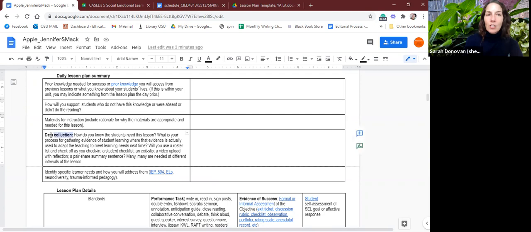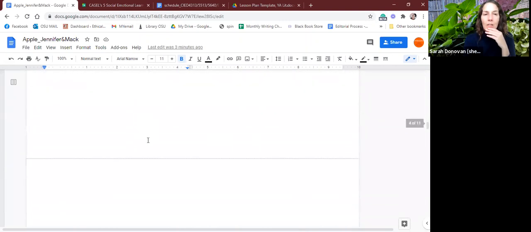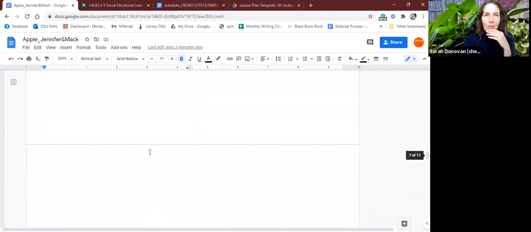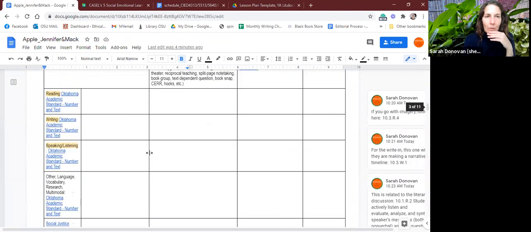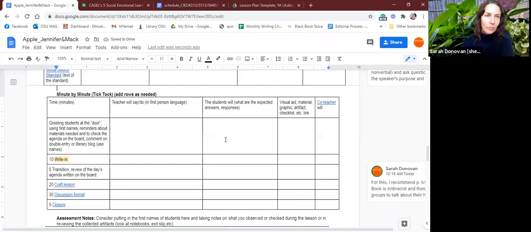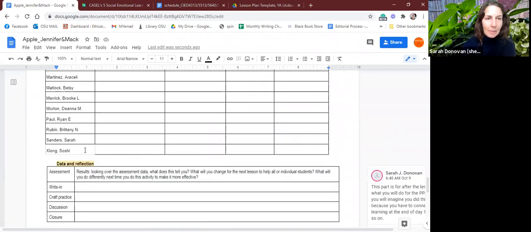So data collection is just really, how are you going to track that everybody's engaged? And so last week we did the spider web. I have at the bottom here notes, a place for, I don't know why there's so much space here. Let me see if I can remove some of it. So I just put down here a list of our class names.